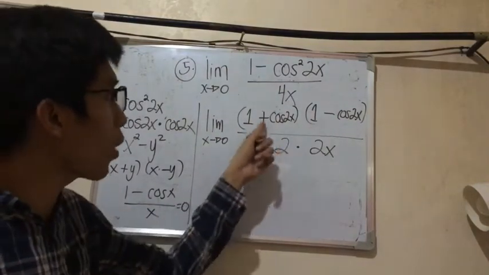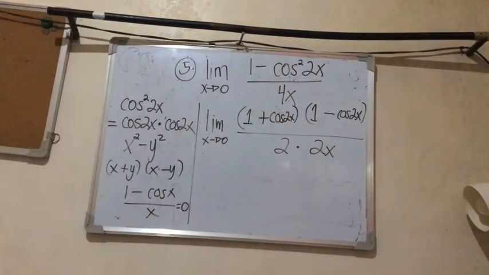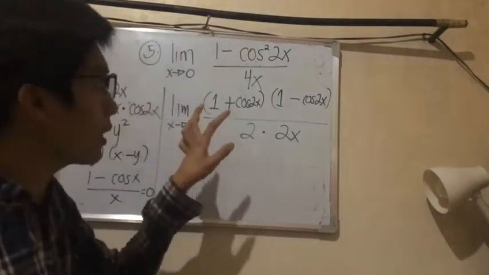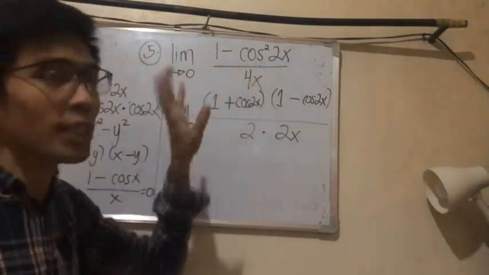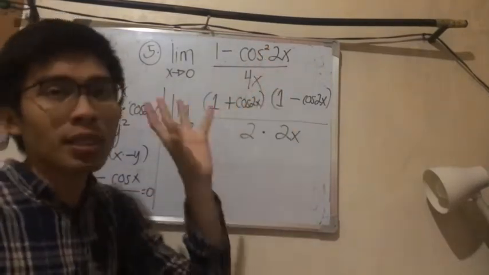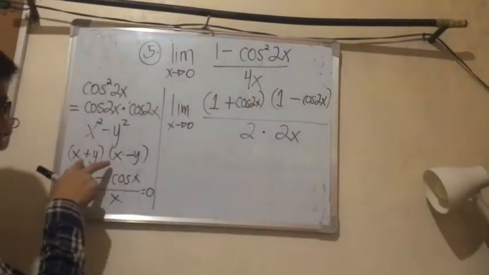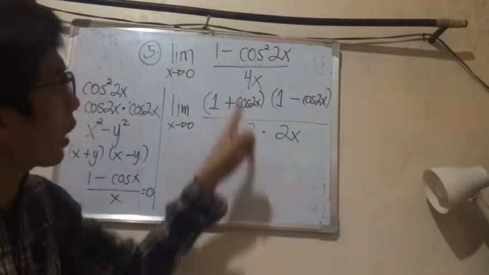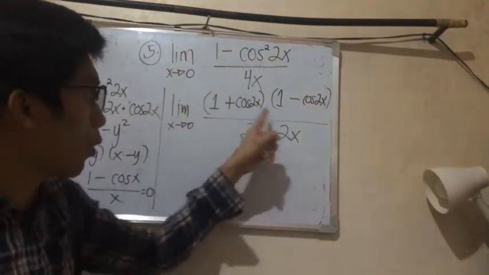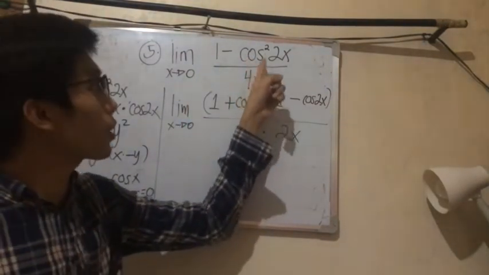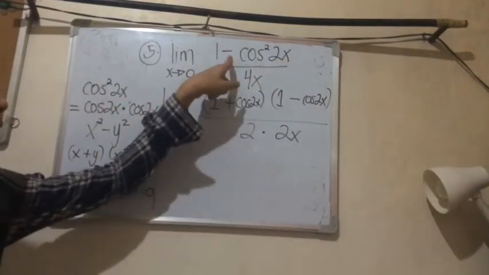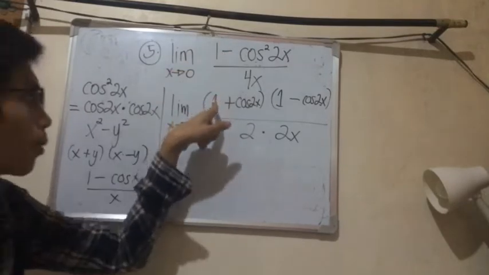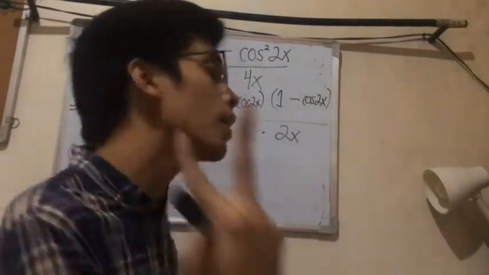Again, where did I get this one? By factoring. We factor this one out since 1 is a perfect square, and cosine squared 2x is a perfect square, just like what we did here, the sum and difference of two squares. What is the root of 1? That is 1. What is the root of cosine squared 2x? That is cosine 2x times cosine 2x. Since we have minus in between, that is plus and minus, the sum and difference of two squares.